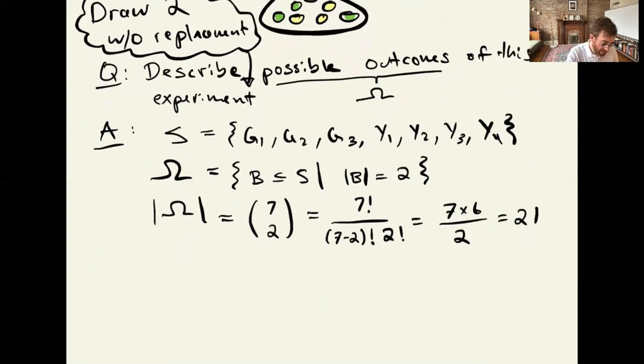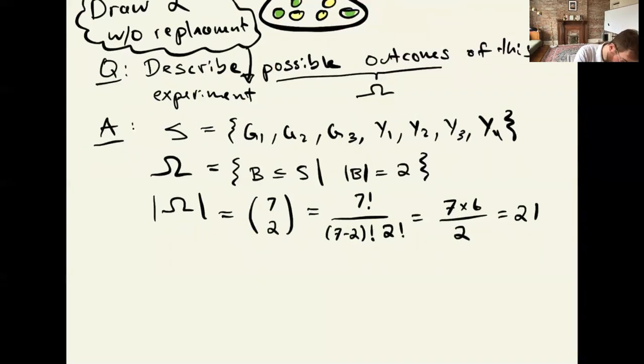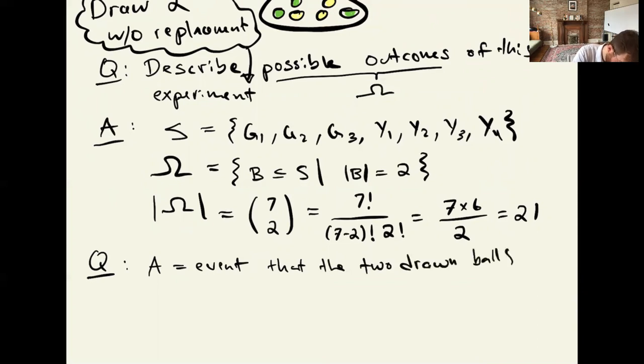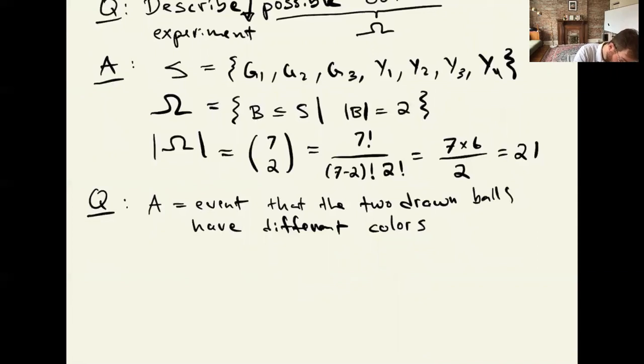Now, suppose we're interested in an event. So now we have an event. So suppose A is the event that the 2 balls have different colors. So how do we figure out the probability of A? So compute the probability of A.